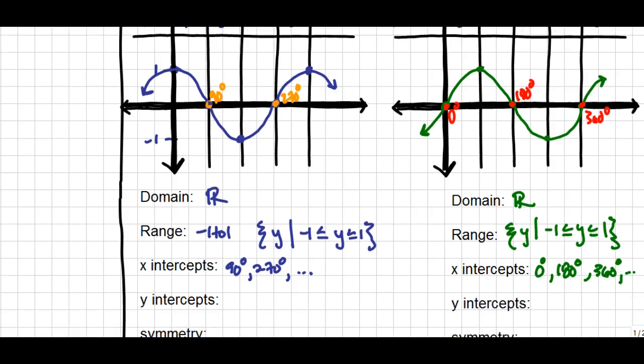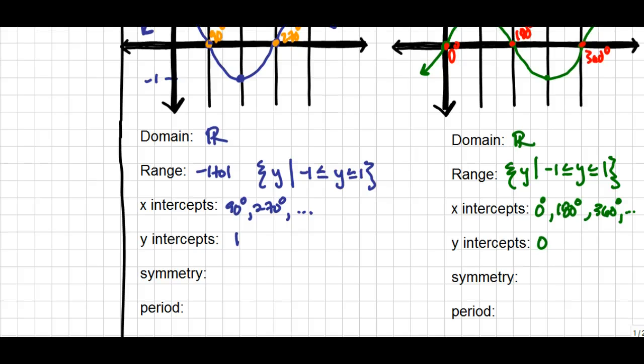The y-intercept, it's written here as a plural, but there really only is one. The y-intercept for the cosine graph is at 1. The y-intercept for the sine graph is clearly here at 0. So they have the same domain and range as each other, but the x-intercepts and y-intercepts clearly distinguish one graph from the other. The symmetry is a little bit more difficult to figure out.